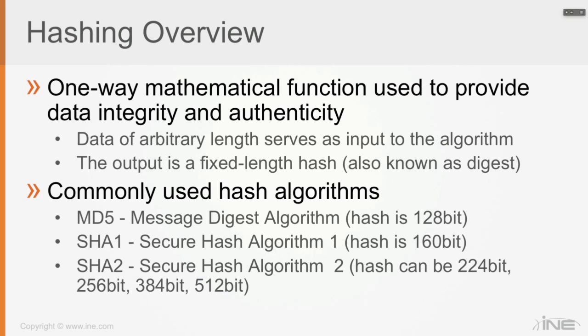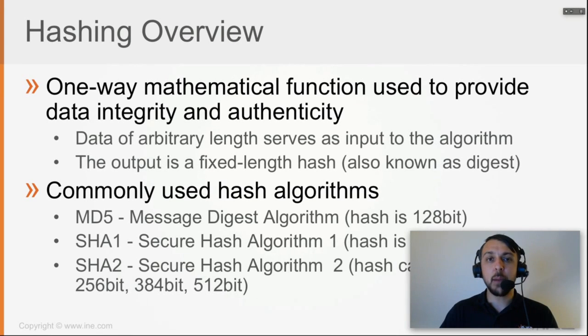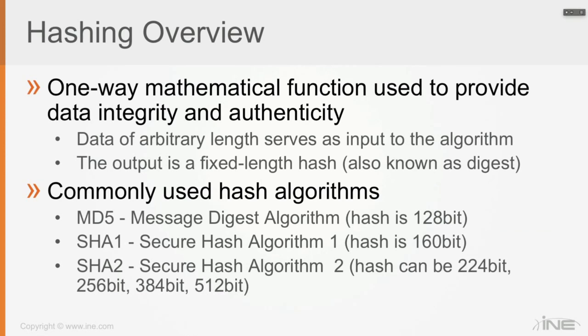So again, when you do hashing, you take a block of data, it doesn't matter how big the data is, and you put that data into the hash function, and regardless of the input data size, you always end up with a fixed hash size, depending on which algorithm you use: 128-bit or 160-bit or whatever value, depending on whether you use SHA-2.